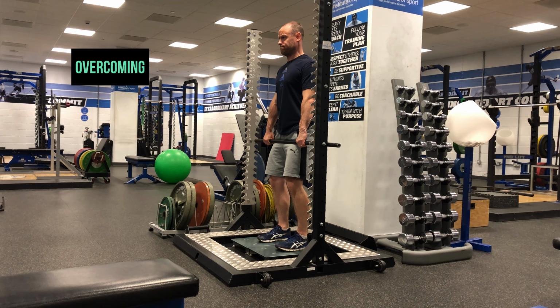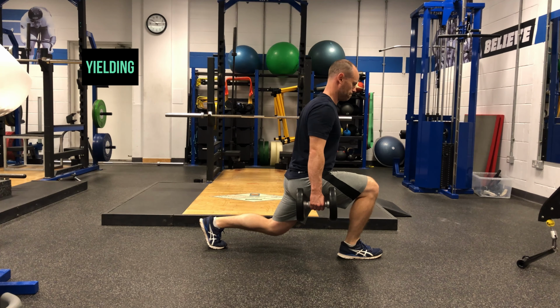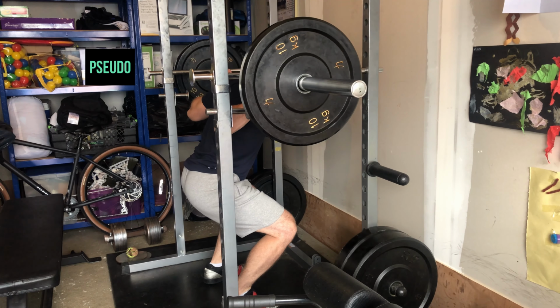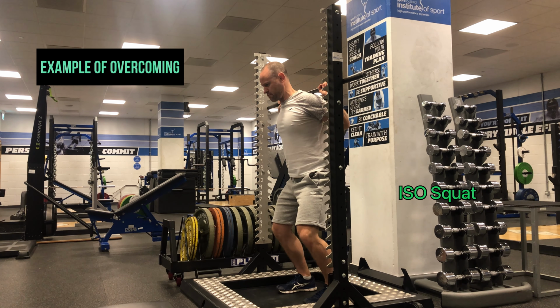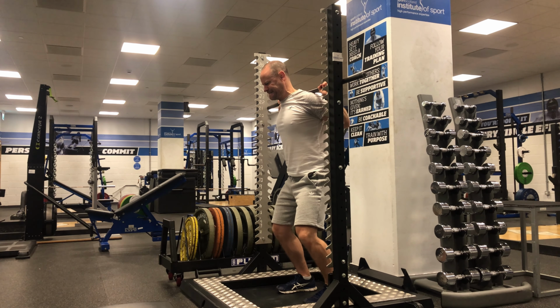There are two main types of isometrics: overcoming isometrics and yielding isometrics. I've grouped a third type, pseudo-isometric, which I'll go into later in this video. Underneath each of these are multiple variations which can be used for different adaptations or as part of a long-term athlete development plan. Overcoming isometrics is where the muscle attempts to extend or flex a joint into an immovable object, such as an iso squat.